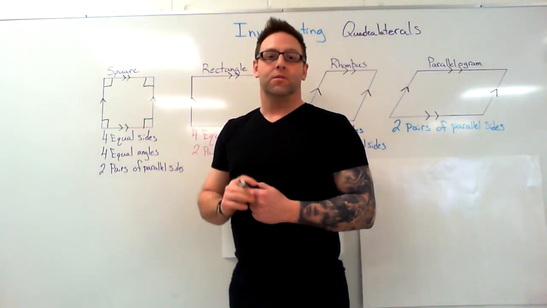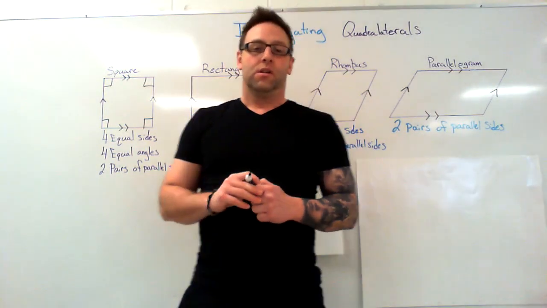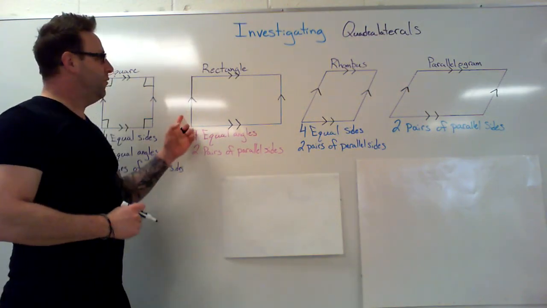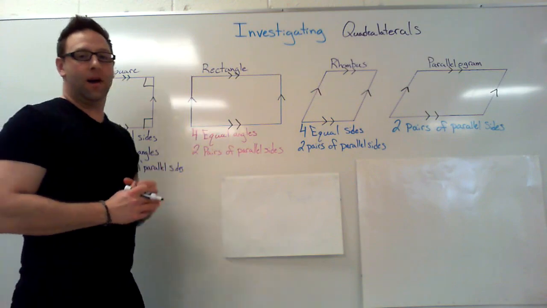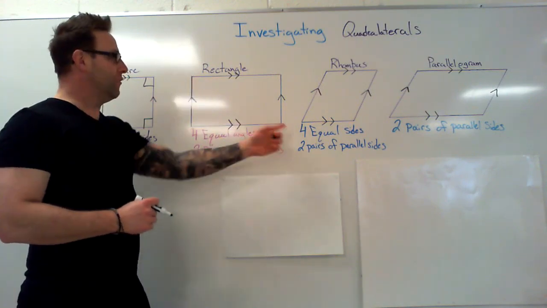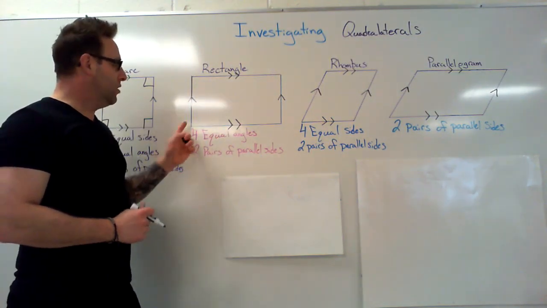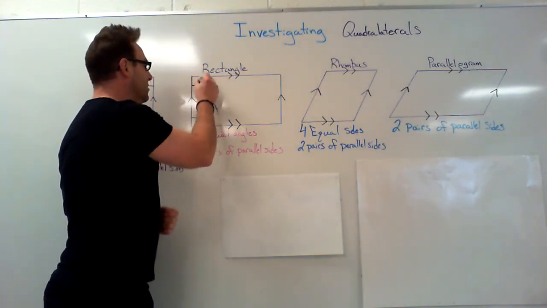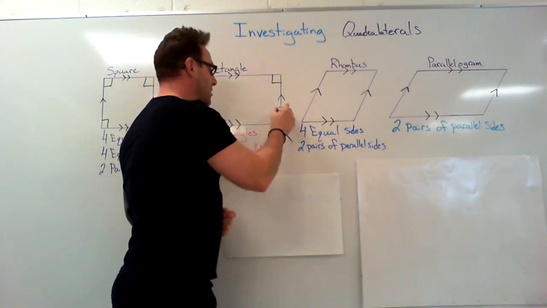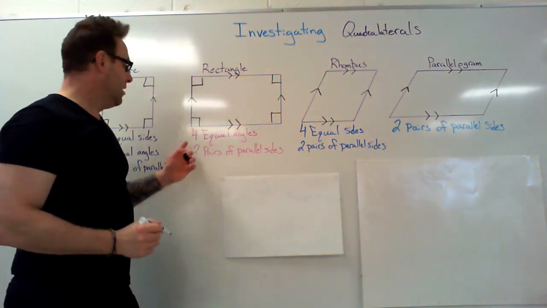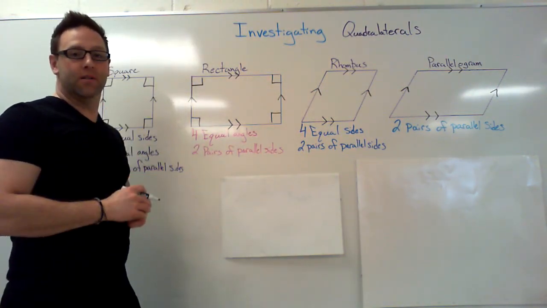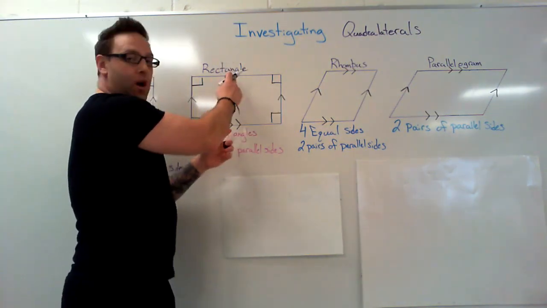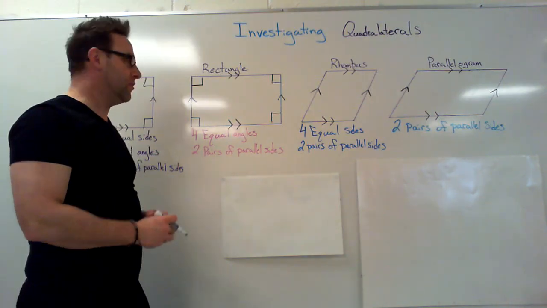Now, let's talk about some other quadrilaterals. Let's change the length of the sides. If we change the length of the sides, we now have a rectangle. Again, you've got four sides. You still have four equal angles, all right angles. And we still have two pairs of parallel sides. The sides are parallel, and the top and bottom are parallel to each other.